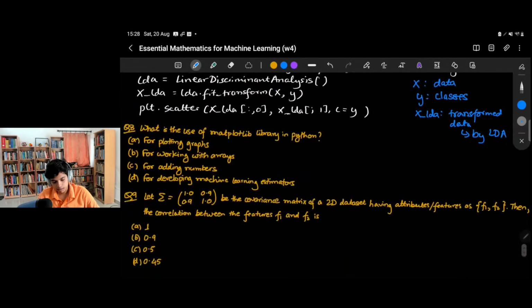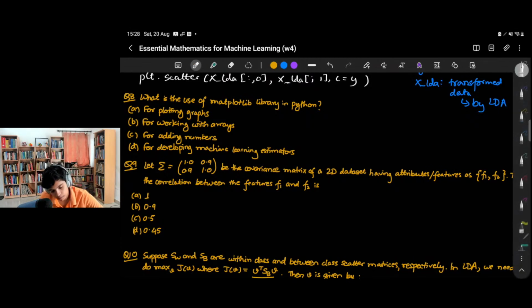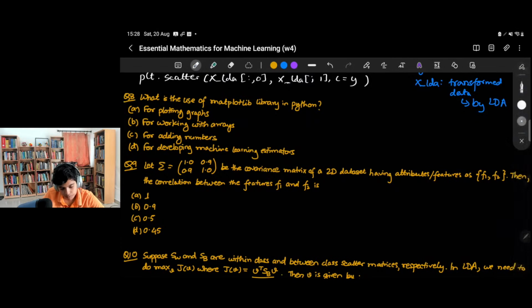So next, this is quite a short assignment, by the way, so you would be able to solve it pretty easily. What is the use of the matplotlib library in Python? For plotting graphs, for working with arrays, for adding numbers, for developing machine learning estimators. By now everyone would have used matplotlib, and it is for plotting graphs.